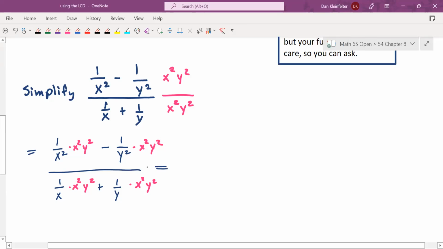Okay, so I've multiplied each of the terms in the numerator and denominator by that LCD. So now we're going to go through and simplify each of those individual fractions. So in the upper left, we'll see that a common factor of x squared will cancel out. That will leave y squared. And then minus. And then that factor of y squared will divide out, leaving an x squared.